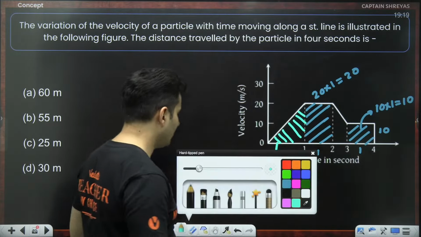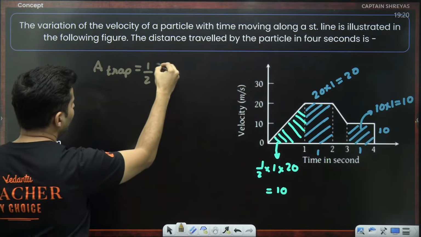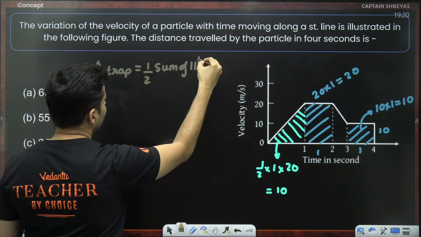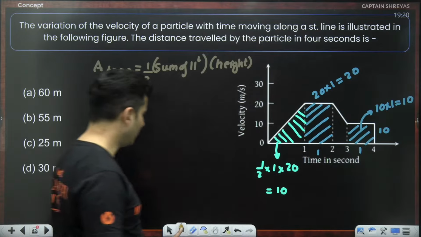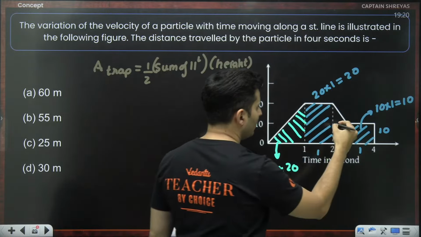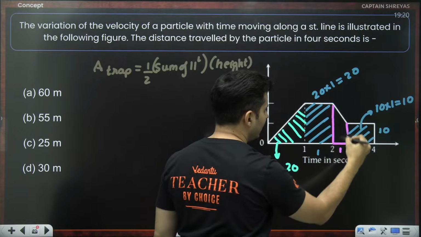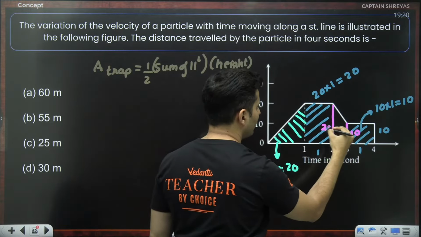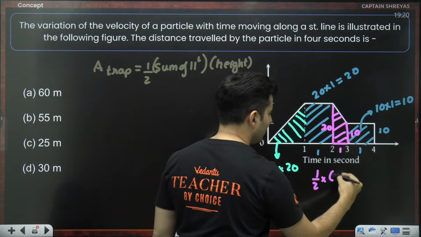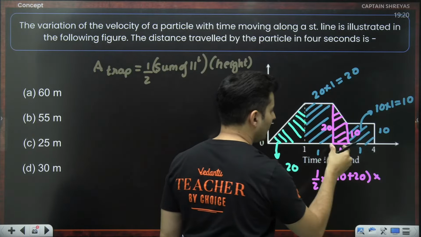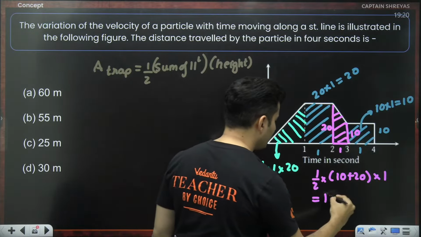Now this is a trapezium. I don't know if you remember the formula for a trapezium. Area of a trapezium is half into the sum of parallel sides multiplied by the height of the trapezium. Over here, notice this is the height, which is basically 1. This is one parallel side, and one of it is 10, the other is 20. So half into the sum of the parallel sides, which is 10 plus 20, into the height, which is 1, the distance between the two parallel sides. 20 plus 10, 30. 30 by 2 is basically 15.